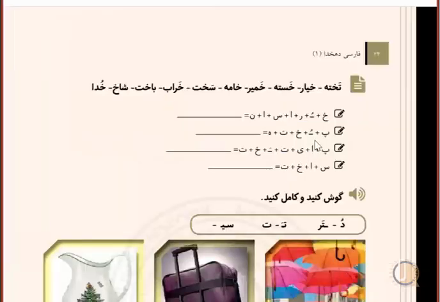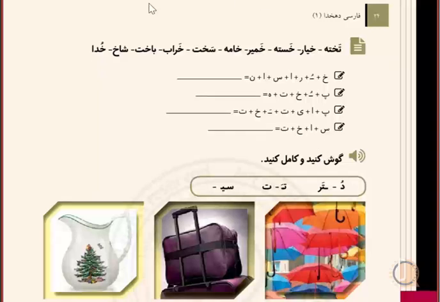Let's read. Please try reading them. تخته. خیار. خسته. خمیر. خامه. سخت. خراب. باخت. شاخ. خدا. This is God.